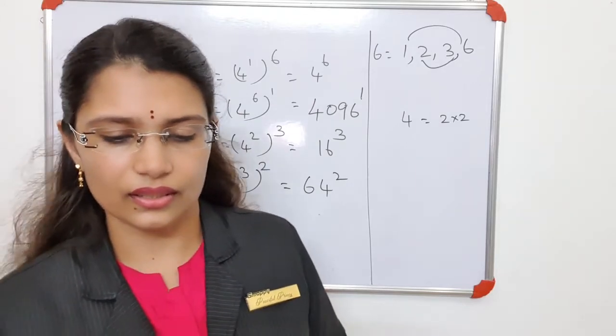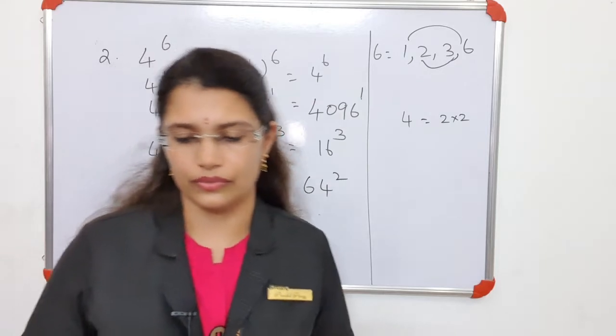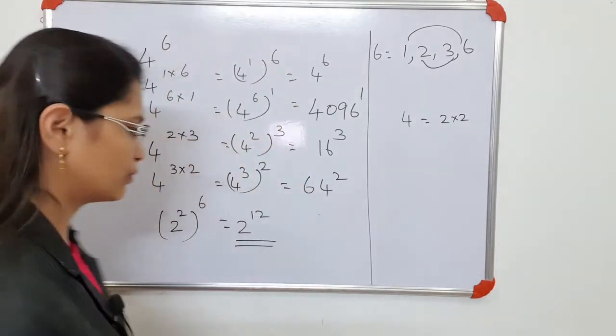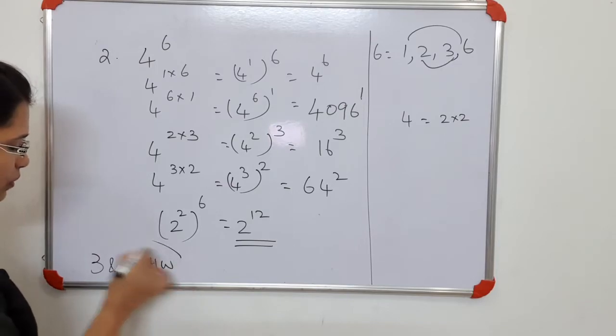So children, third question and fourth question are homework. 2 raised to 15 and 5 raised to 12. Third and fourth are homework.